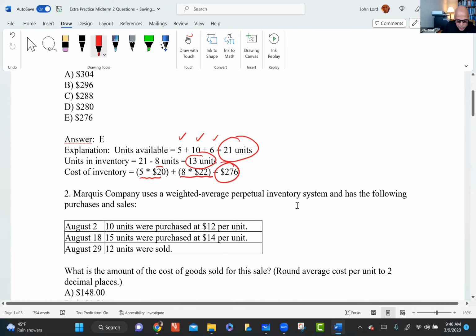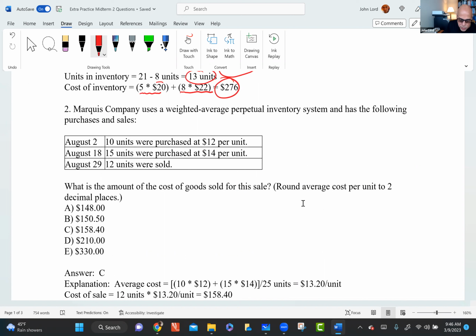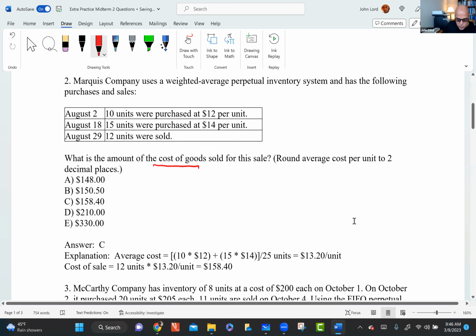Now you come over and Marquis uses the weighted average method and has the following information. They had some units that they purchased, and they want to know what is the cost of goods sold using weighted average. Now, remember, with weighted average, we take the units times the cost of those units. That's why they call it weighted, because it's being weighted by the number of units at those costs, right? 12 and 14.